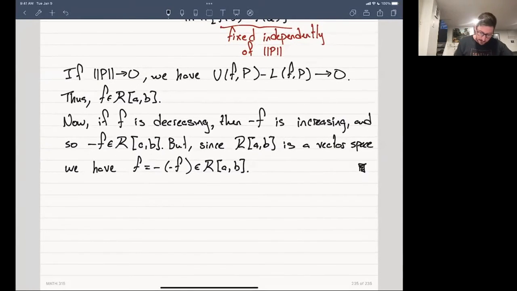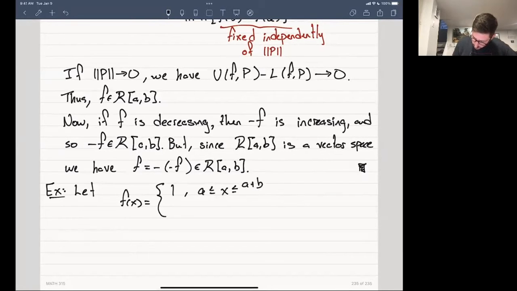Okay, so let's take a look at an example. Let f of x equal 1 if a is less than or equal to x, which is less than or equal to a plus b over 2. So halfway up the interval, this thing's equal to 1. And let's say it's equal to 2 if you're on the other half of the interval.